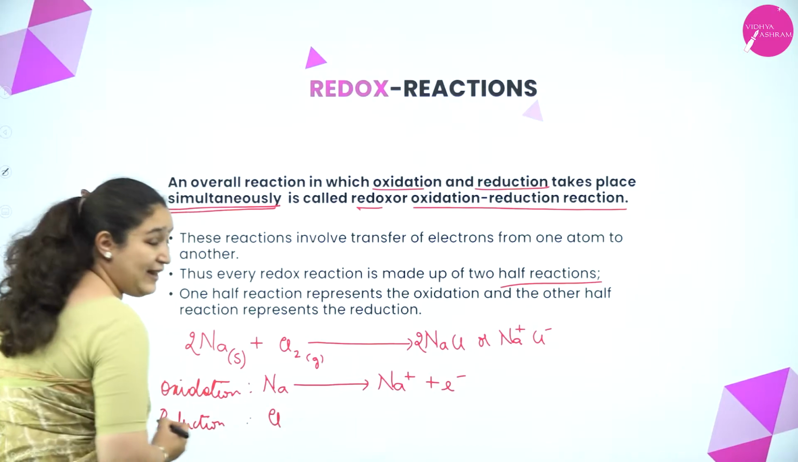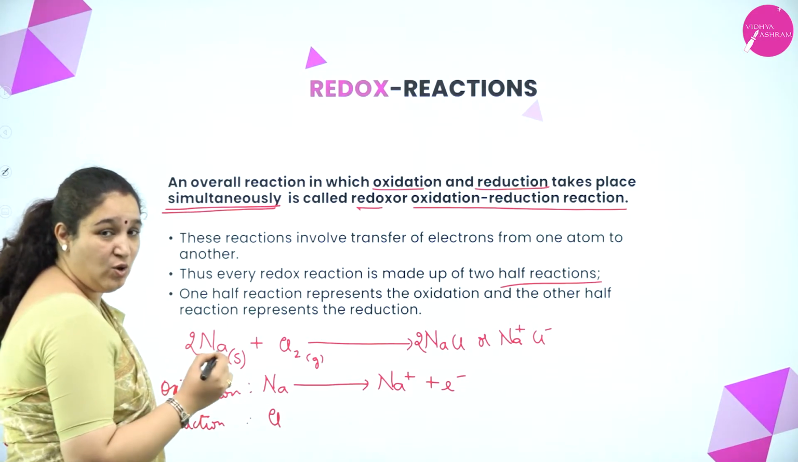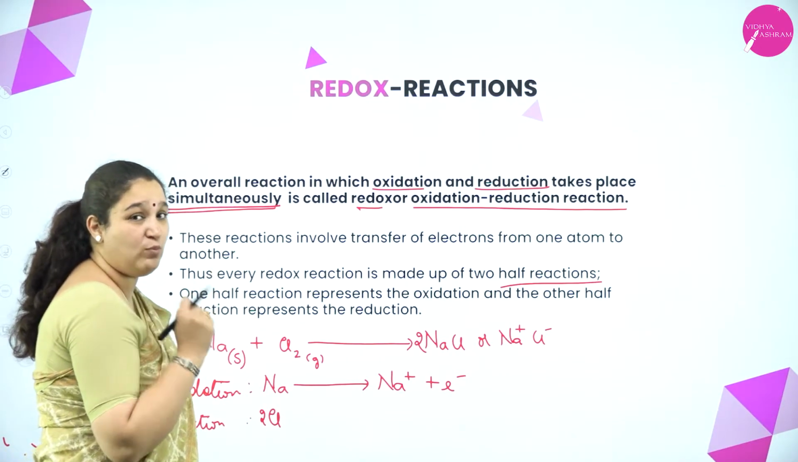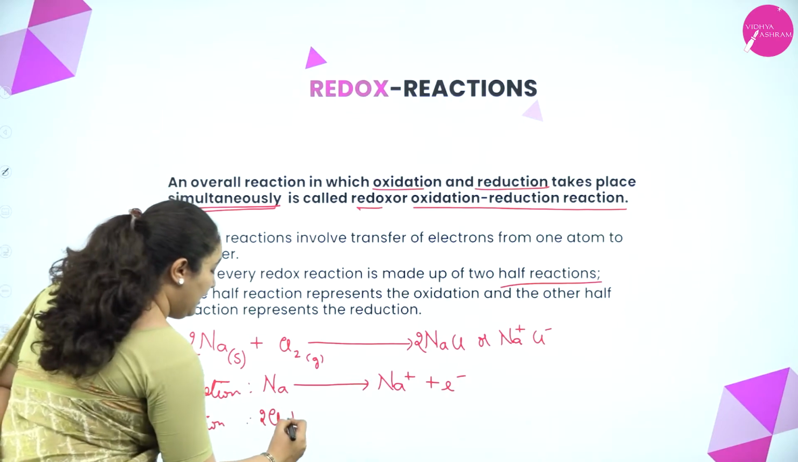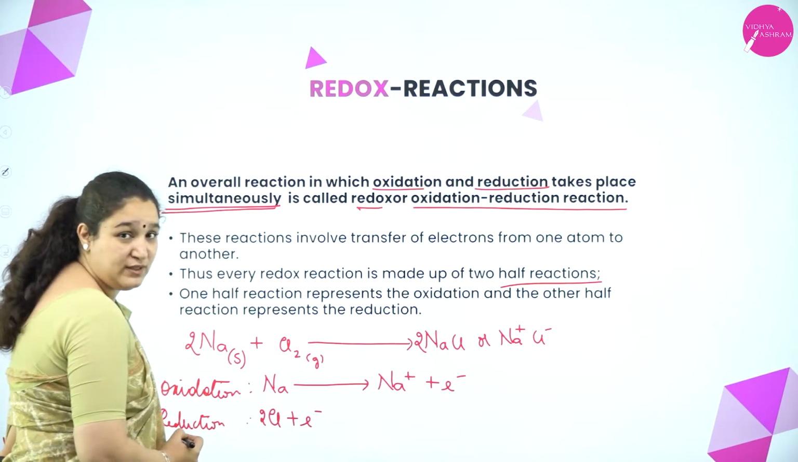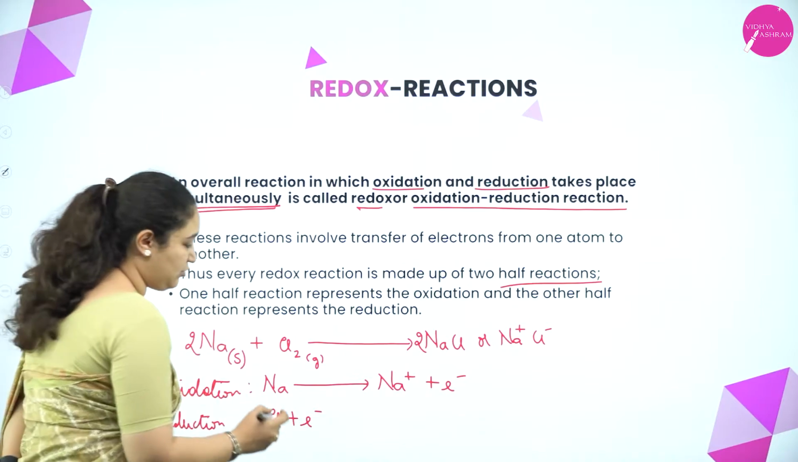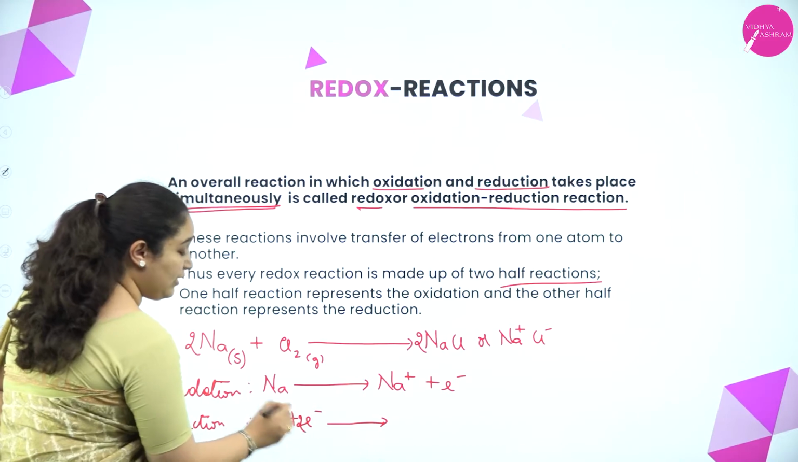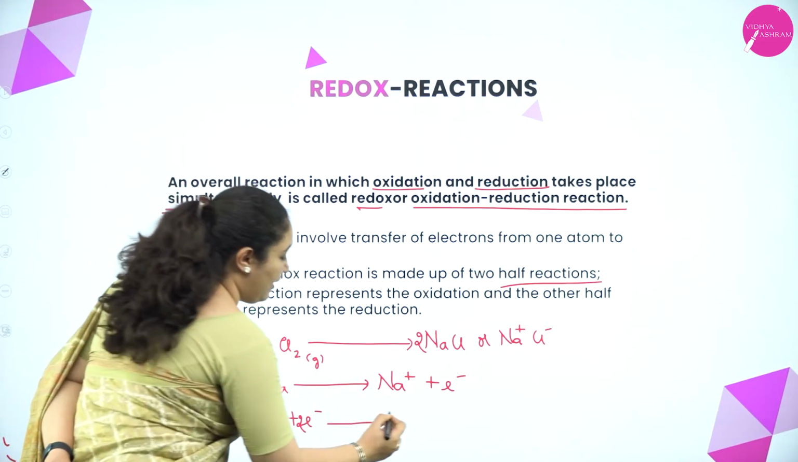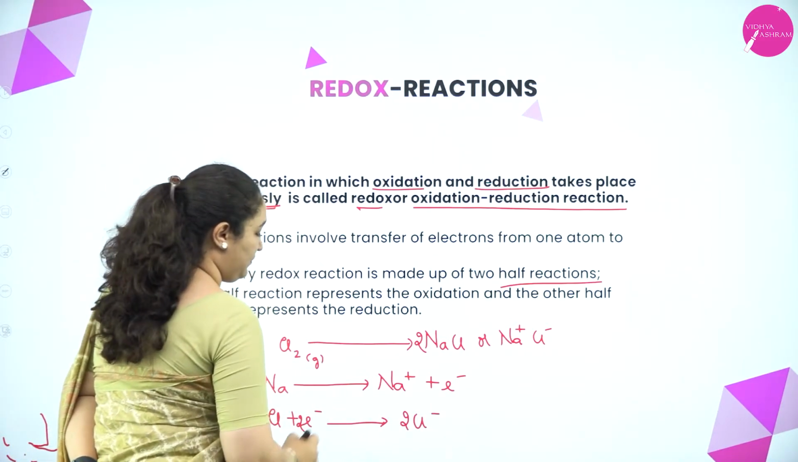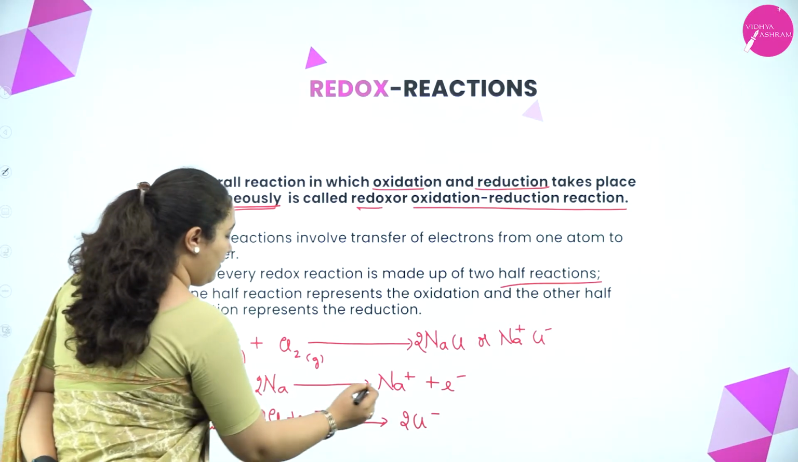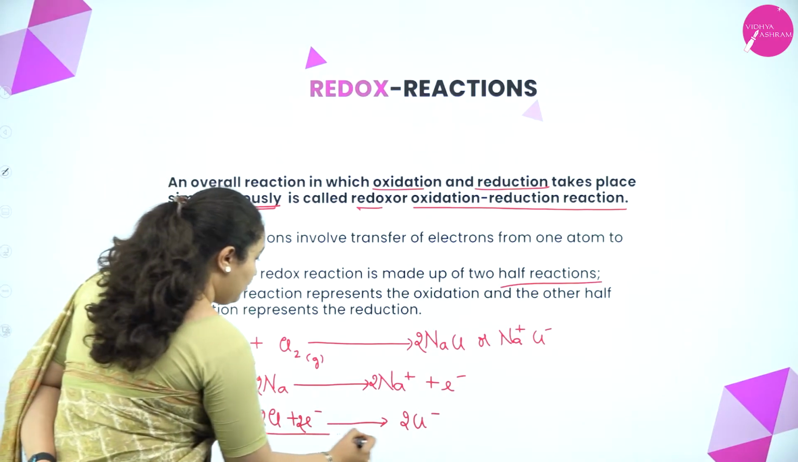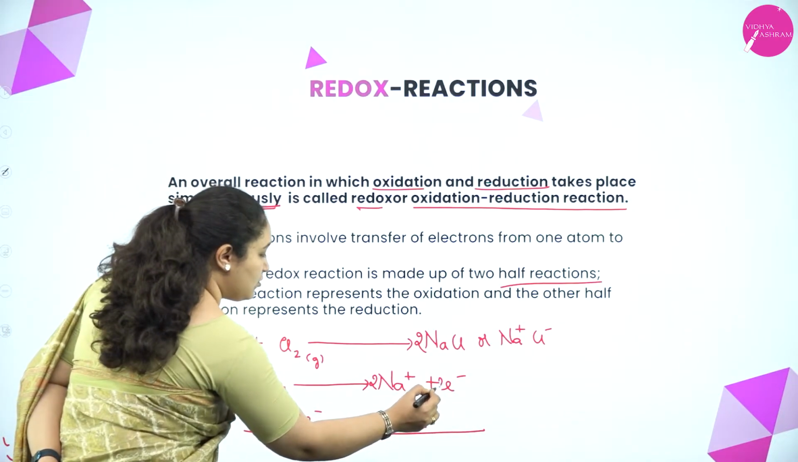Now I'll take the reduction reaction. In the reduction reaction I have chlorine atoms. Actually 2 chlorine atoms I get from breaking of the chlorine molecule. Okay. This will accept electrons. As 2 chlorine I have written, 2 electrons are also required to give 2 Cl minus. To get 2 electrons, here also I require 2. So I will write 2.